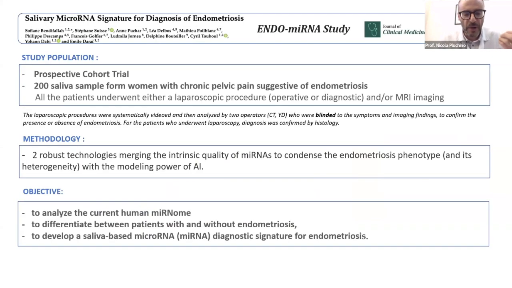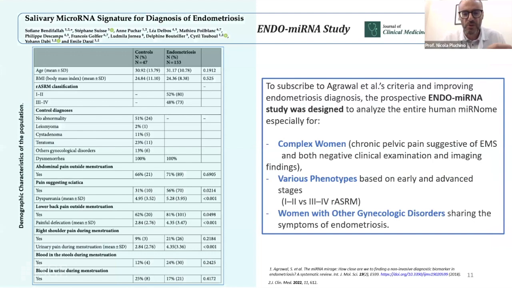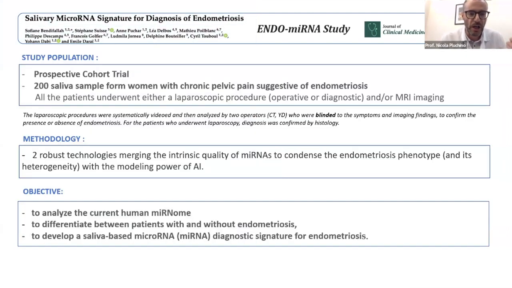And it's my pleasure today to introduce this concept of microRNA in the saliva. And doing that, I would like to share one of the seminal papers on the evaluation of microRNA in endometriosis patients in order to build up a signature for optimized diagnosis. And this is the paper that was published 3 years ago already by the group of Sofiane Bendifallah in Paris.